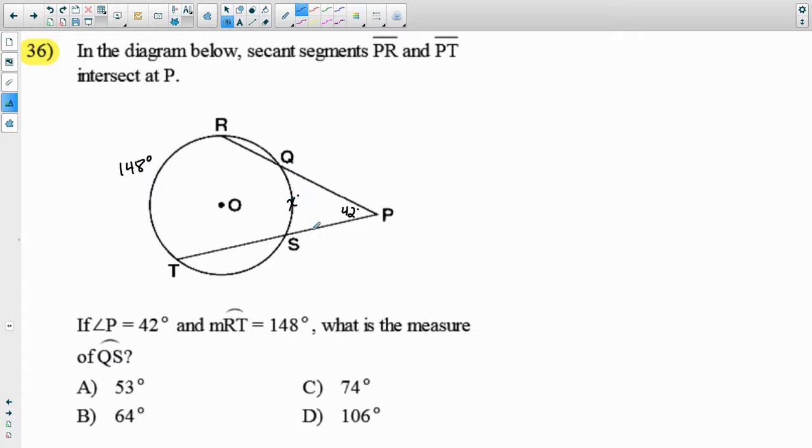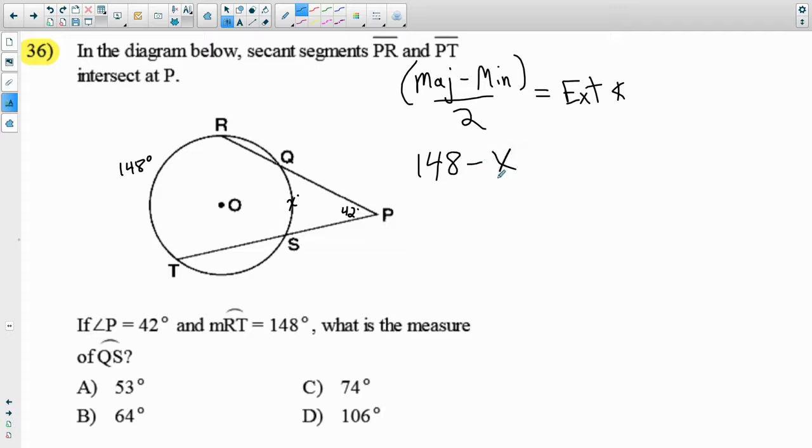Okay, so this is kind of like a backwards problem, but I'm just going to stick to my theorem here that the major arc, right? We have the major arc, I'm going to write it out, minus the minor arc, divided in half will always be equal to that exterior angle, right? That's the idea here. So here my major arc is the 148 degrees. The minor is my x that I'm looking for. Divided by 2 will be equal to that angle, which is 42 degrees.